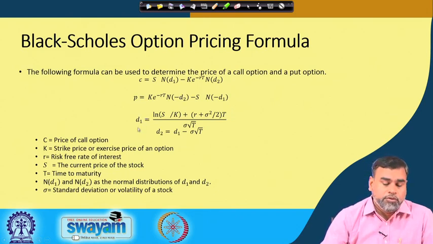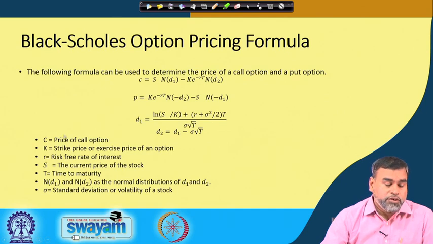Now d1 has also been derived. d1 is equal to log of S by K plus R plus sigma square by 2, times t, divided by sigma root t, where R is the rate of interest, sigma is the standard deviation or volatility of the stock or any underlying asset, and t is the time period. Then d2 is equal to d1 minus sigma root t.